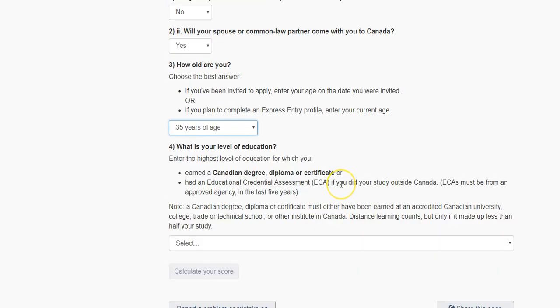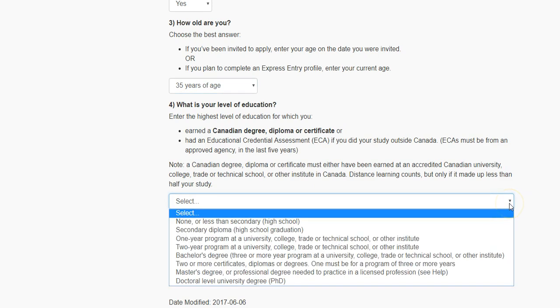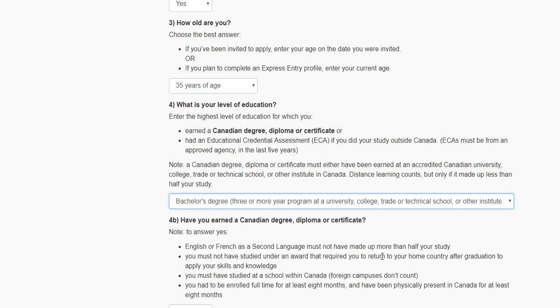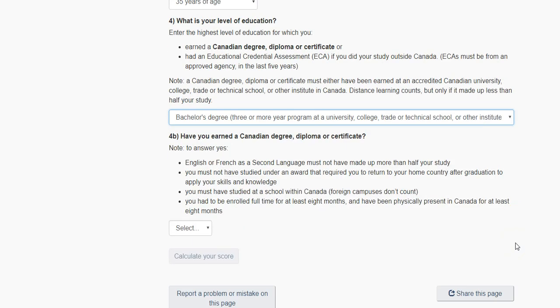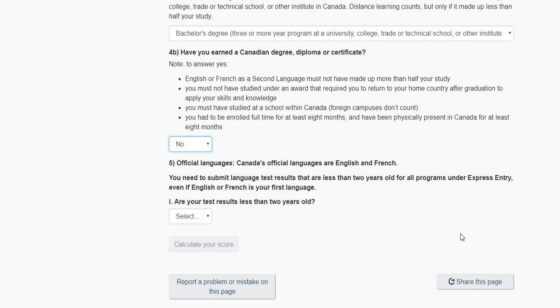The next question will be my level of education. As you can see, these are factors that are important for the Express Entry profile. I will mark down that I graduated with a bachelor's degree. Have you earned a Canadian degree, diploma, or certificate? I would say no, my degree was obtained outside Canada.